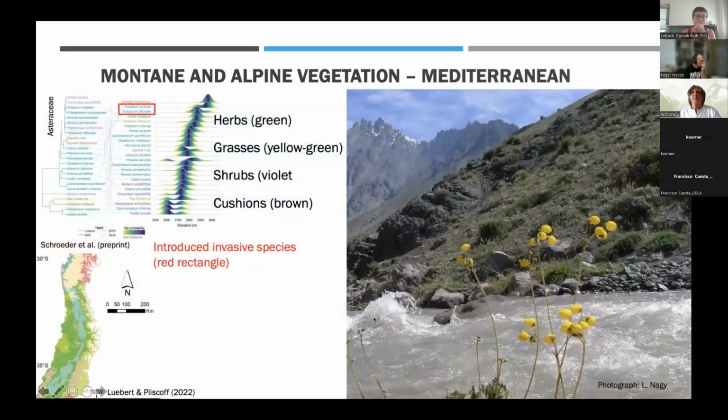Even further to the south, from about 30 to 36 south, we have the Mediterranean alpine. There is an interesting article that should be coming out that I discovered this morning, where a group from Santiago looked at the drivers of the distribution of species in the Mediterranean alpine. What was very surprising for me is that the ranking of these species shows that 2 out of the 3 species that occur at the highest elevations are introduced European invasive species.